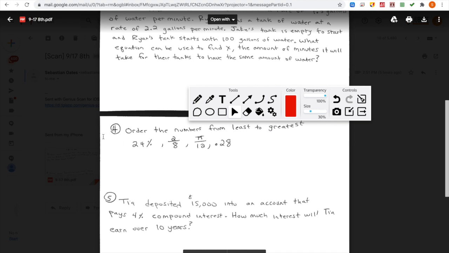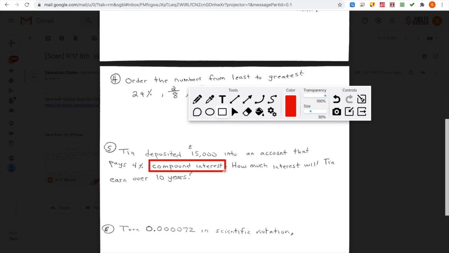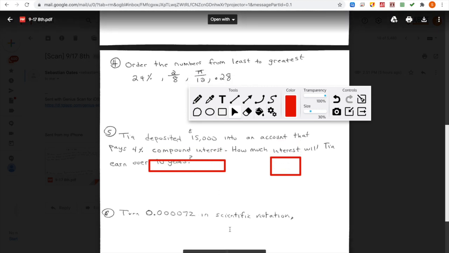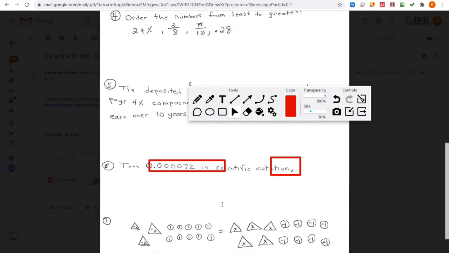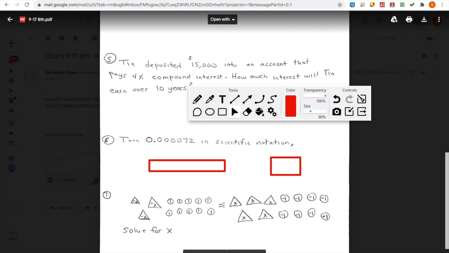So number 4, we're going to go to F2, and we're going to hit approximate. For number 5, we're going to use the formula that we have for compound interest. And remember, compound interest will give us the total amount, but this question is only looking for interest. So we're going to have to subtract the principal once we find out how much the total amount is. We're going to turn this into scientific notation. And then lastly, we're going to do F2, solve, and we're going to enter this equation.